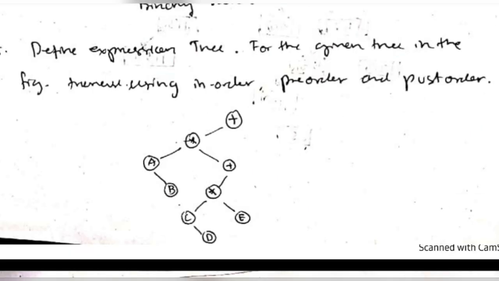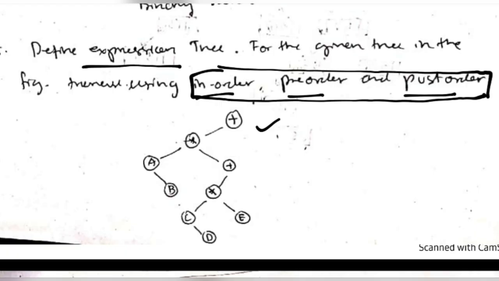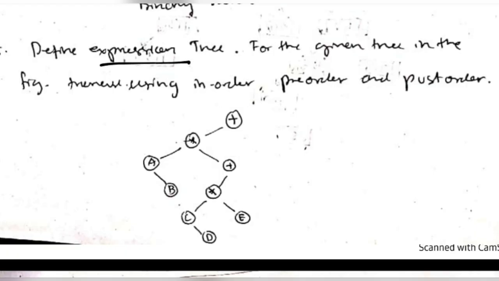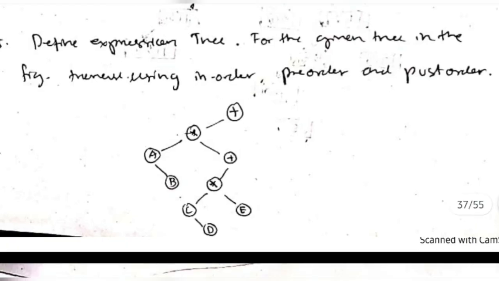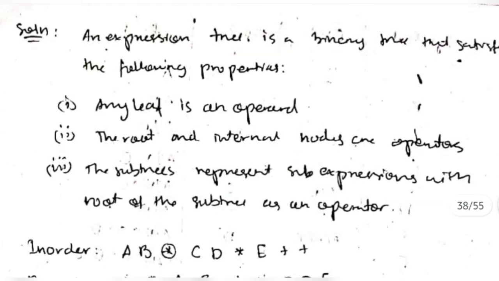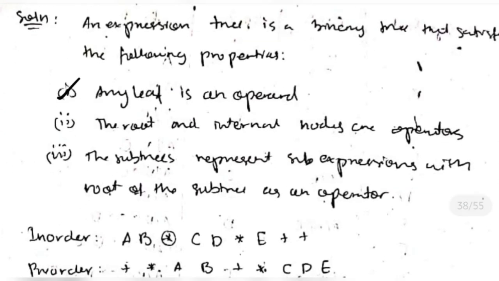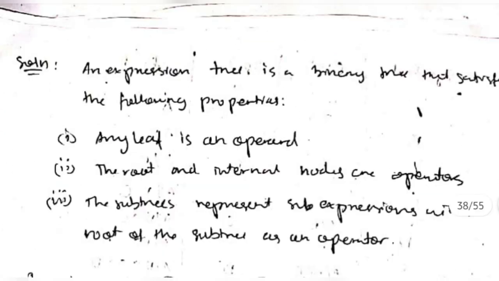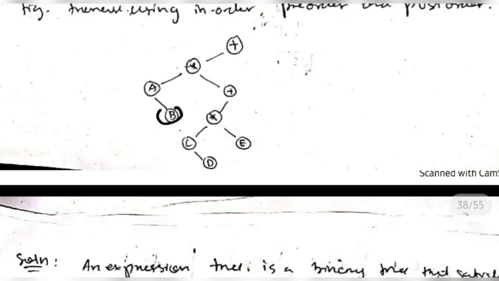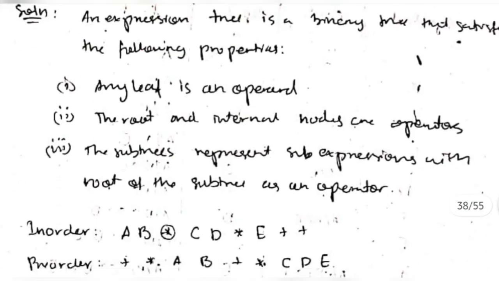In this question we have been asked to define expression tree and traverse this tree using in order, pre-order and post order. This is same as the previous one as I had discussed, and the difference lies in what is expression tree. In expression tree you will have the operators and the operands placed here, and it should satisfy three conditions. First one is any leaf is an operand. Leaf means the last nodes. Okay, all the last nodes here are operands. Okay, and the operators will be the root node and the internal nodes.